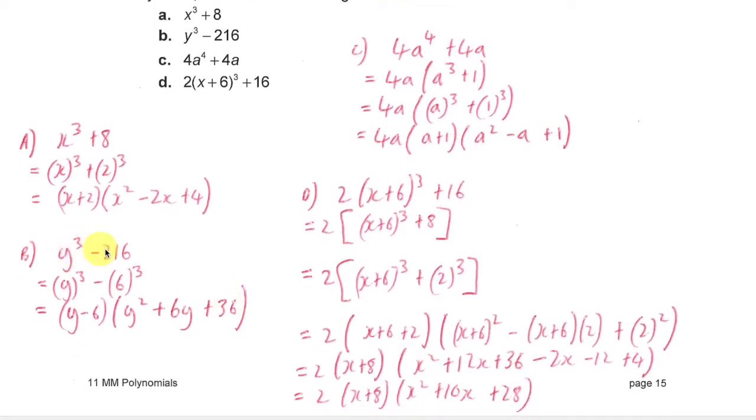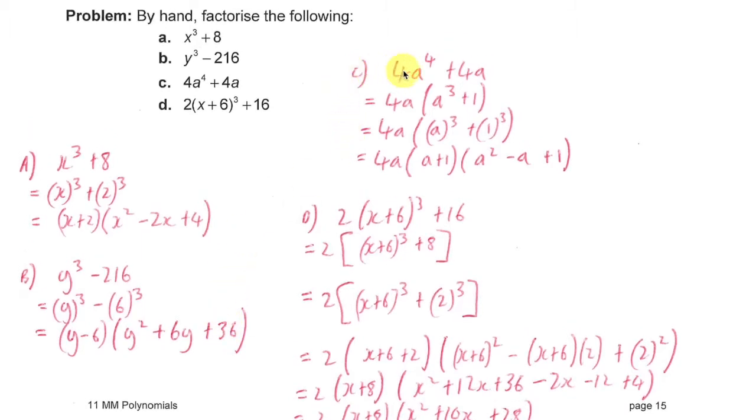B. We've got y cubed minus 216. Y to the power of 3 minus 6 to the power of 3. So 216 can be written as 6 cubed. So here we're going to be applying the difference of two cubes. So it's y minus 6 in the first bracket, and then I have y squared plus 6 lots of y plus 36.